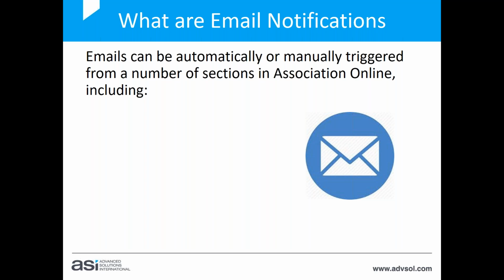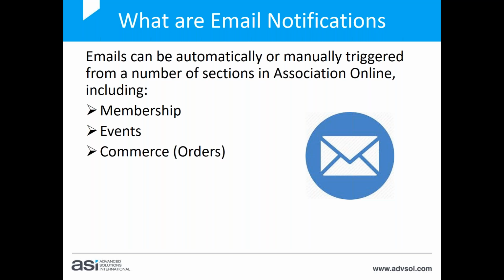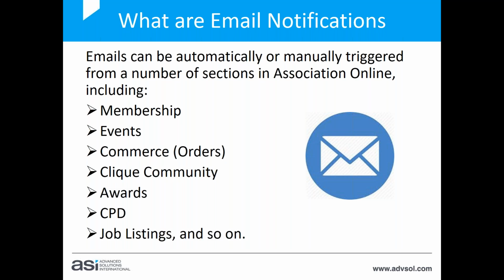So email notifications are emails that can be automatically or manually triggered from a number of sections in Association Online. Those modules or areas of Association Online include membership, events, commerce or orders, community, awards, CPD, job listings, and so on. So this is a really important and integral part of your Association Online system, because you can see pretty much every module has email notifications.